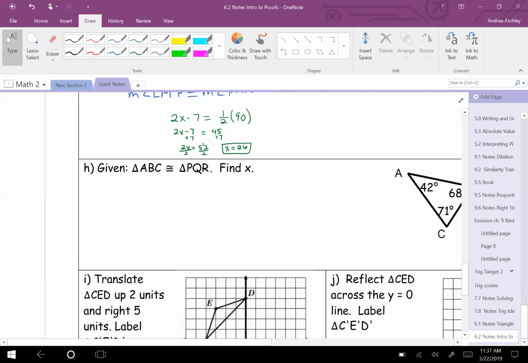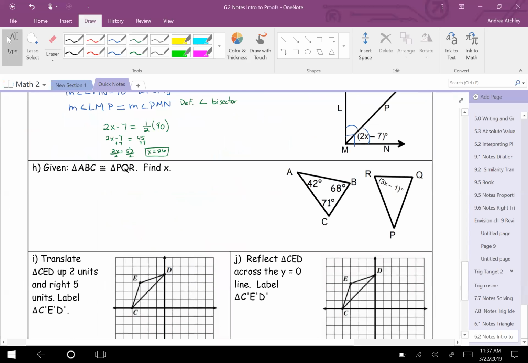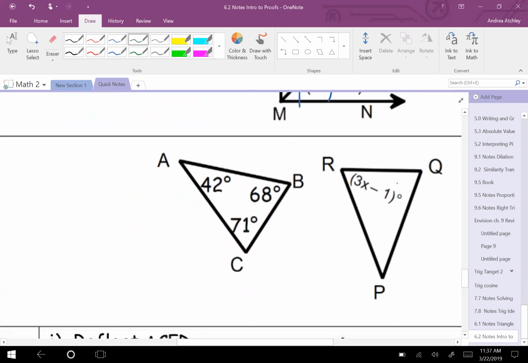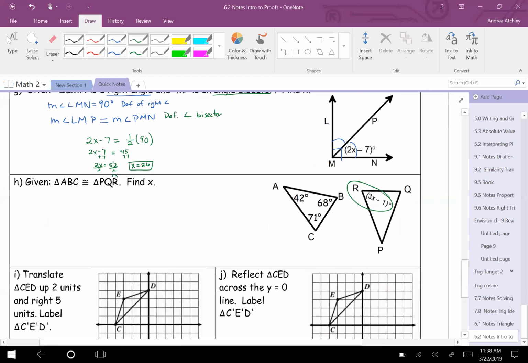Okay, next one's a little tricky. We're not going to be using definitions here. Given those two triangles, triangle ABC is congruent to triangle PQR. Find x. Okay. So R corresponds to what angle in the other triangle? Very good. You can look here. Here's R. It's the last one in the second triangle. So it has to go to the last one in the first triangle. So C is congruent to R.